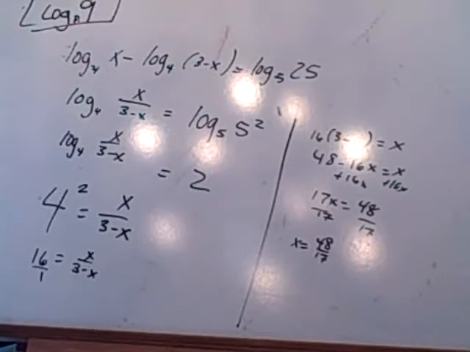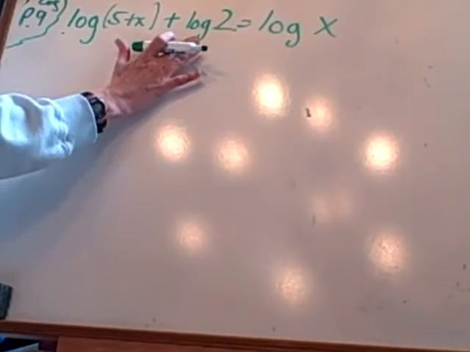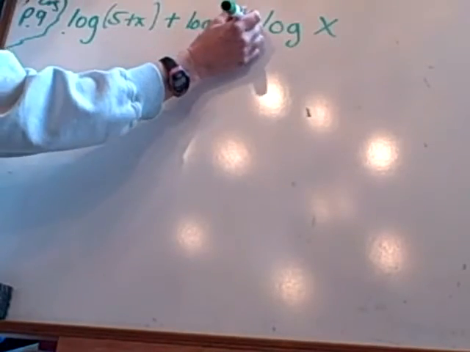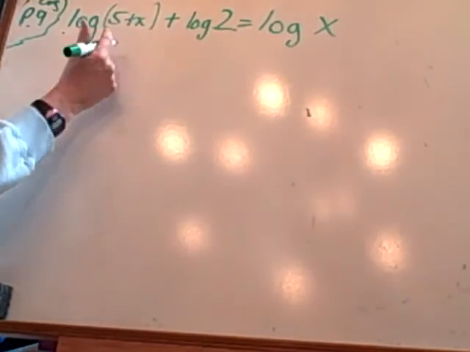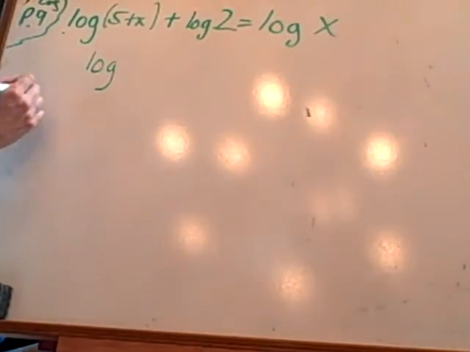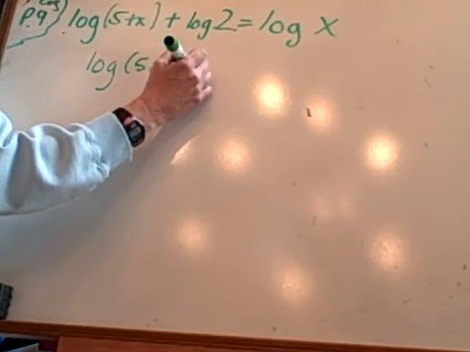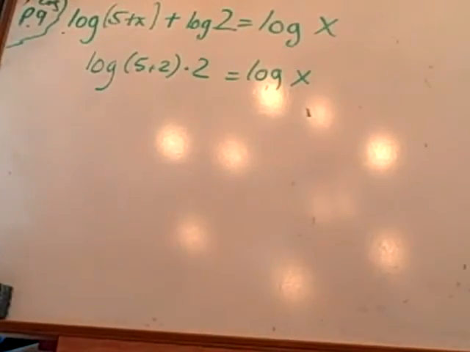All right, so we have log of 5 plus x plus log of 2 equals log of x. Now, what can you tell me about the bases here? The bases are all the same, and what are they? They're all 10, even though we can't see them. When I have this addition here, that's the same as multiplying, so it's going to look like log of 5 plus x times 2 equals log of x.